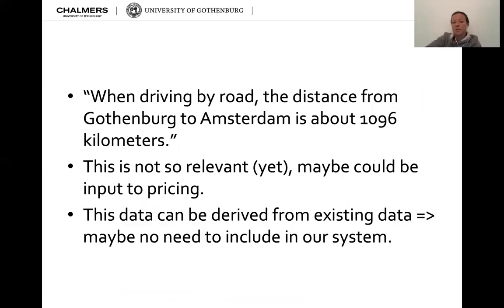When driving by road, the distance from Gothenburg to Amsterdam is about 1,096 kilometers. Not so relevant yet. Maybe it could come into the pricing later on though. And this data can be derived from existing data, so it may not need to be included in our system.